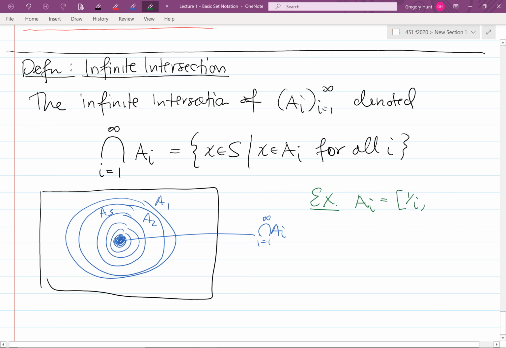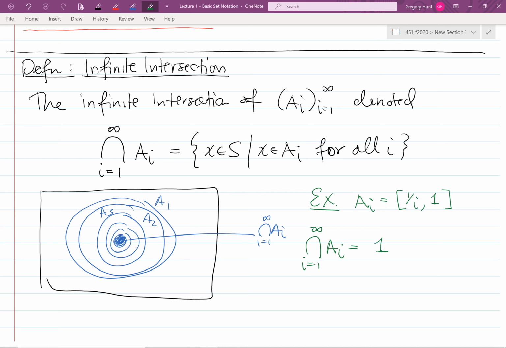So, for example, if we take the previous A sub i from the previous example, where A sub i is the set from 1 over i to 1, then I can ask you, what is the infinite intersection of all these A sub i? So it's the collection of elements that are in each of these A sub i. Well, certainly the number 1 is in all of them, because they all contain 1 as their upper bound. But if I take any other number less than 1, it's not going to be in my infinite intersection because it's not in every single one.